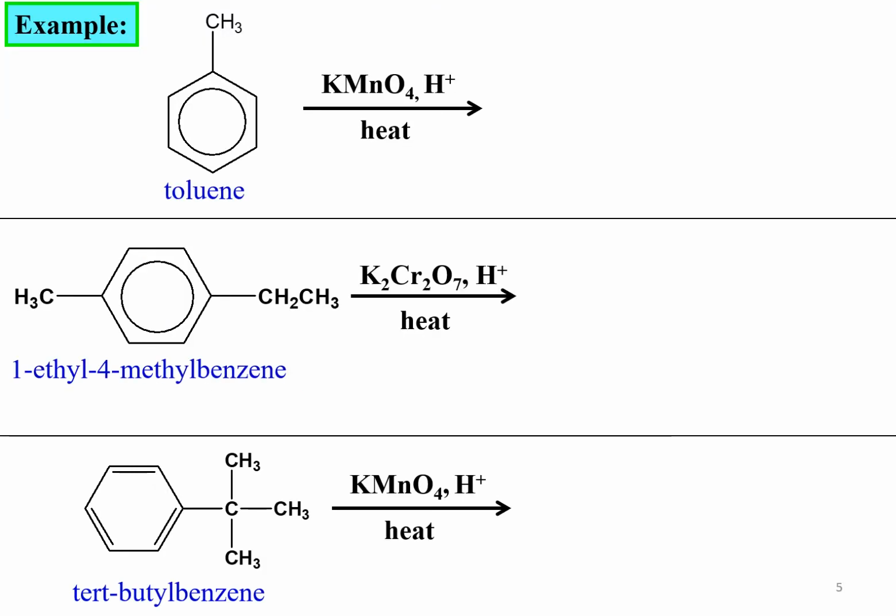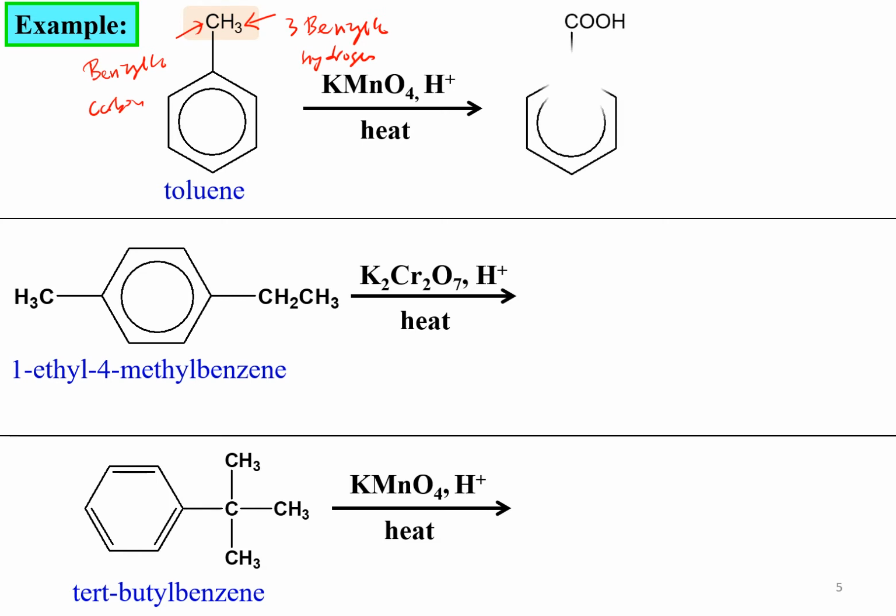Okay, we look at the first example. Toluene undergoes oxidation. On the alkyl group here, the CH3, you have 3 benzylic hydrogens. The carbon directly attached to the benzene ring is called the benzylic carbon, and the hydrogen directly attached to the benzylic carbon is called benzylic hydrogen. So the methyl group here will be converted to COOH. You get benzoic acid and water.